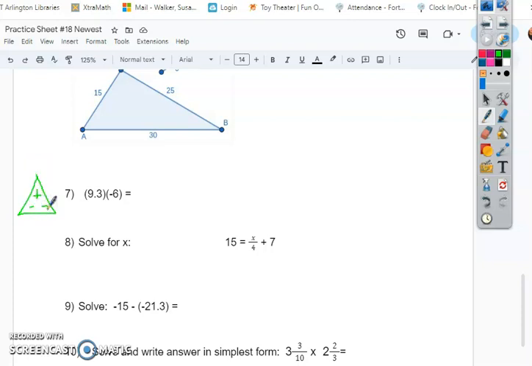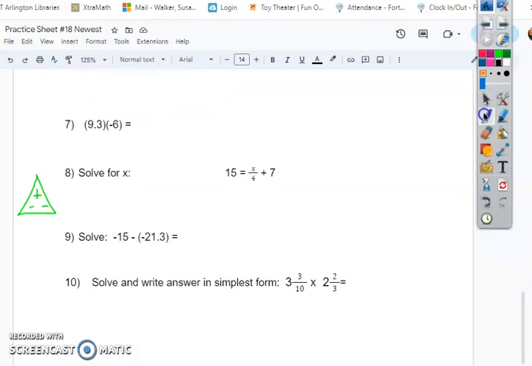Number 8, this is also new. Okay? We're going to go through this one a little bit more. Okay, so this time my variable is on the right side. Okay? Of plus 7. Okay? Opposite of plus 7 is minus 7. So 7 positives and 7 negatives go to 0. Oops, I was going to put 15 minus 7. 15 minus 7, which is 8.